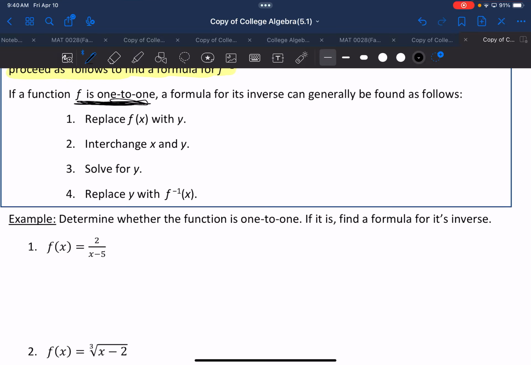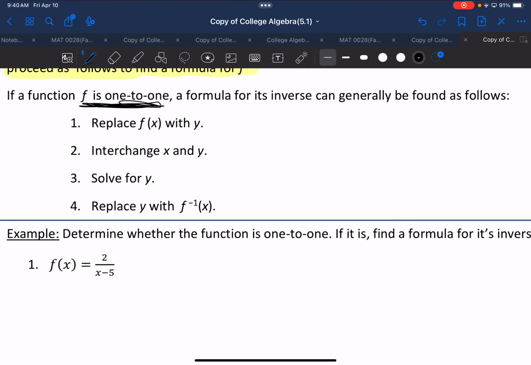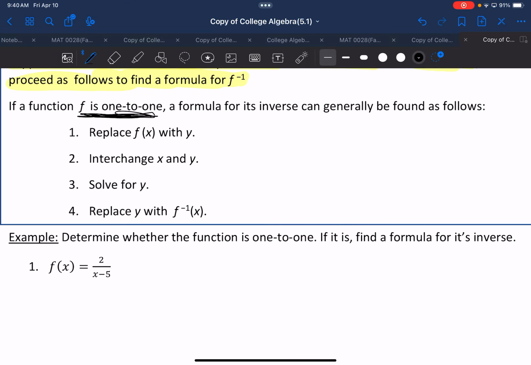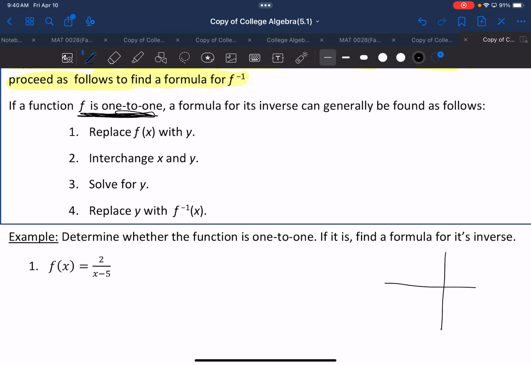Okay, so we're going to determine whether this function here is one-to-one. So this is a rational function. So let's just review a little bit. What's my vertical asymptote of this function? 5. And more specifically, x equals 5.